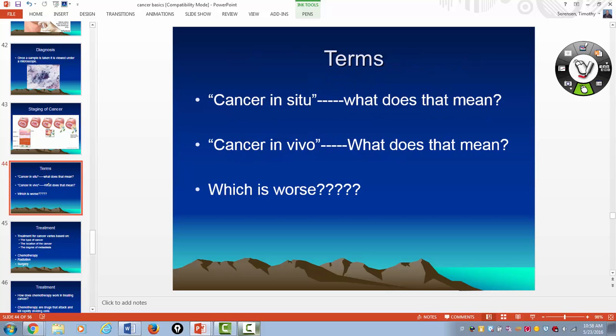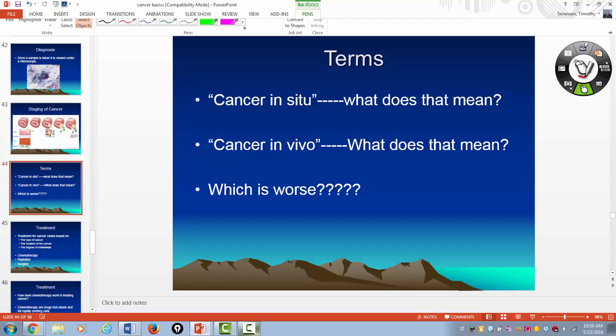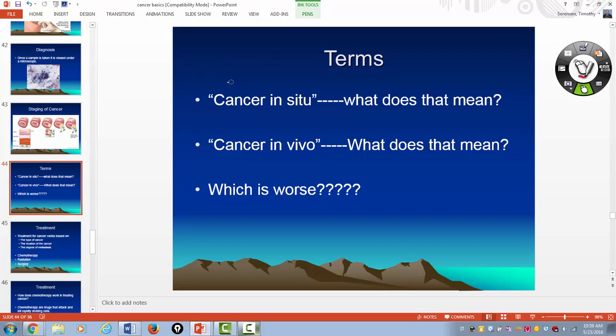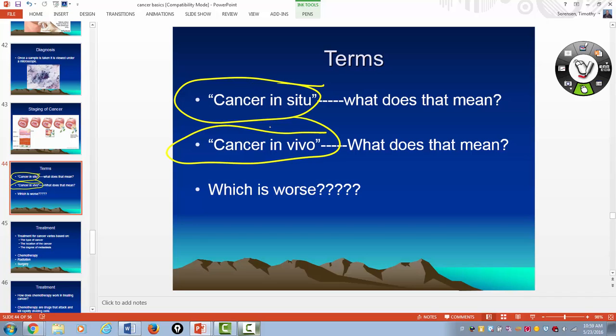Some terms. Cancer in situ, what does that mean? Cancer in vivo, what does that mean? Cancer in situ means that the cancer is isolated to the particular tissue that it originated in. Cancer in vivo, vivo means life. Vivo Las Vegas, bright light city. So we know which one is worse. So cancer in vivo, if you see it on a lab sheet, that's never good.